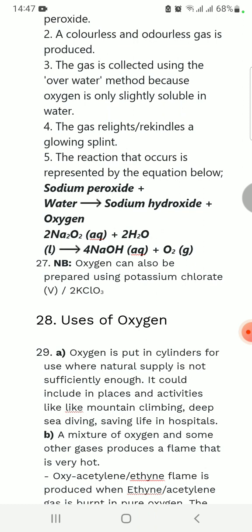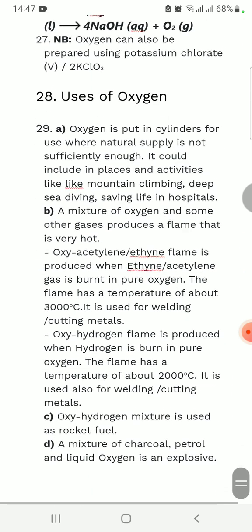You can also prepare it using potassium chlorate. It is written below. That is potassium, K, chlorate, which is KClO3. And now we are going to look at the uses of oxygen.